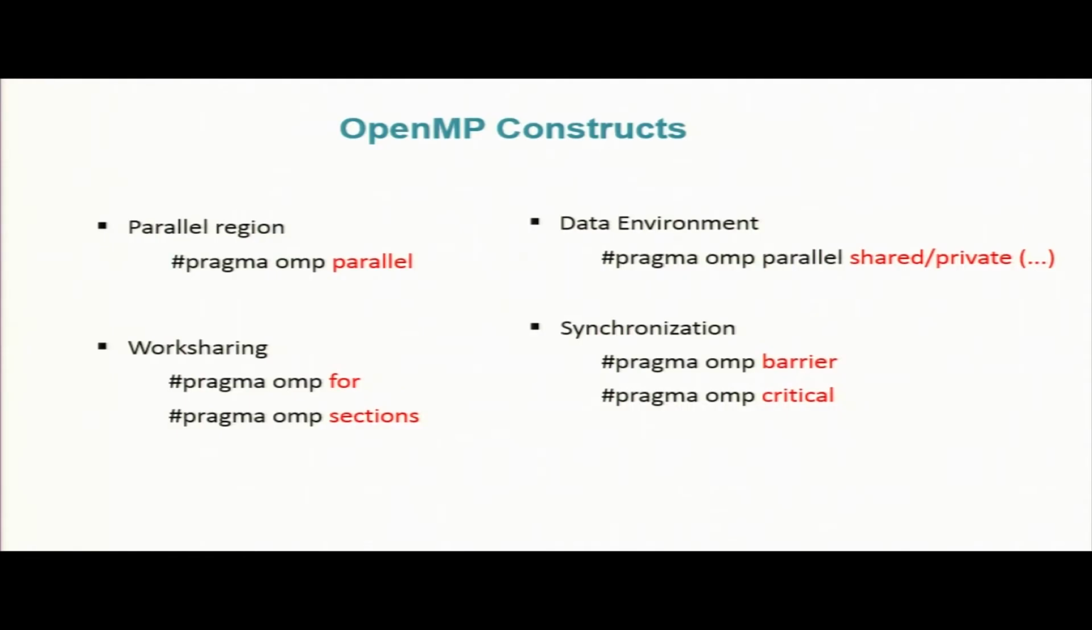Then sections, it provides task level parallelism. So let's say I have different tasks, different functions within my program, and I want these different functions to be run by different threads, so I can make use of sections. Then this is the data scope. We can have shared data or private data, and some of the synchronization like barrier, and we'll discuss.